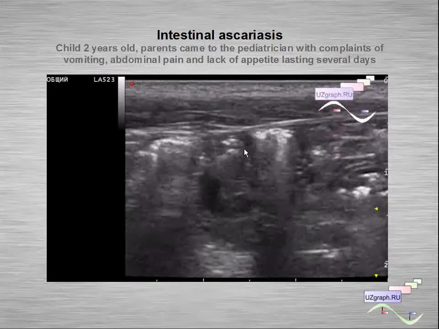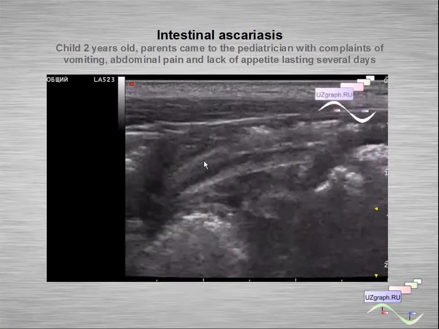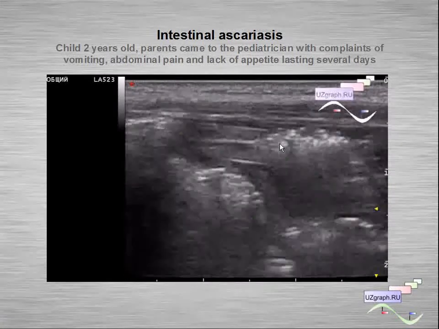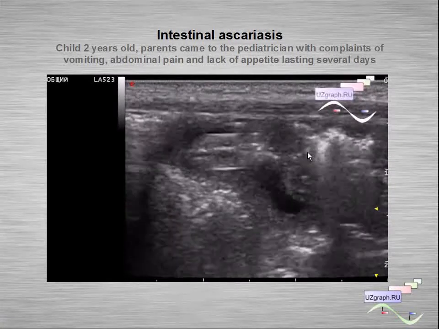Another case of intestinal ascariasis. The child is 2 years old with pain and vomiting.